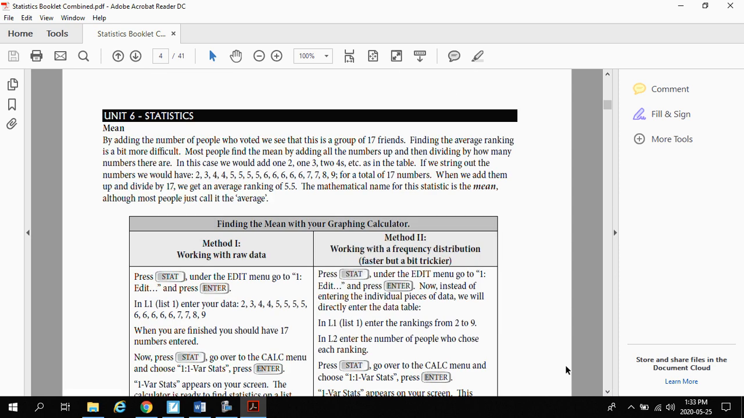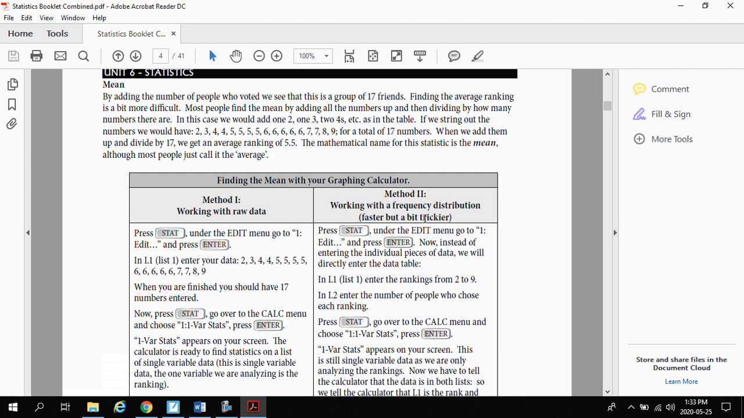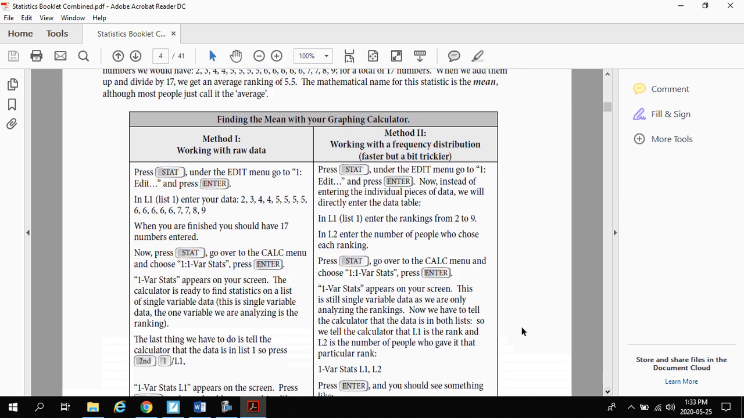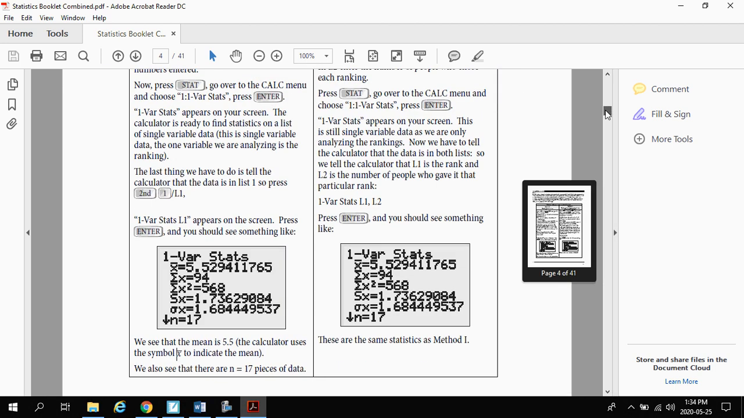So method 2, the way that we would do it, as it says here, it's faster but a bit trickier. If you wanted to do it from a frequency table, you press STAT, under Edit go to number 1. Again, you're going to need to clear out the stuff that you had in there previously. What we're going to do here is, instead of entering the individual pieces of data, we're going to enter the equivalent of this table into the calculator.